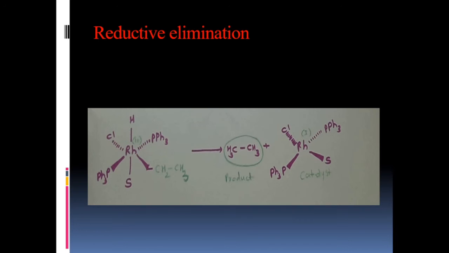In the next step, reductive elimination is carried out. This group is eliminated as a product, and we get this catalyst back again.